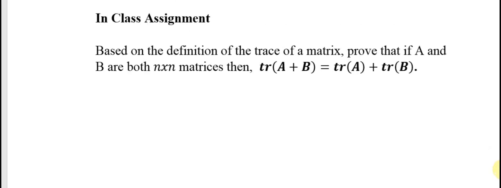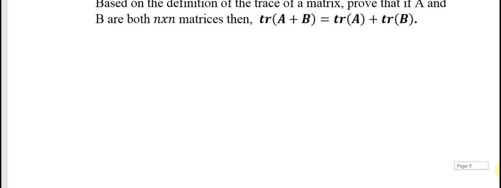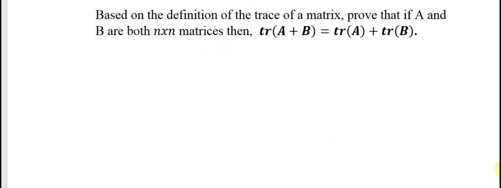Based on the definition of the trace of a matrix, prove that if A and B are both square matrices, then the trace of A plus B is the same as the trace of A plus the trace of B. Now, there's probably a couple of ways you can work this out. The first is going to be the same all around the world. That is, you have to define these matrices.